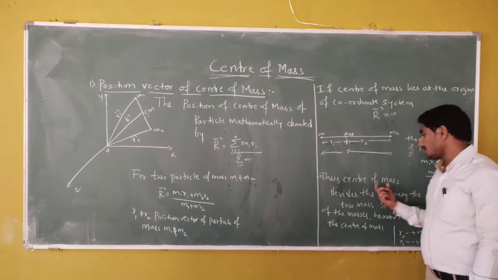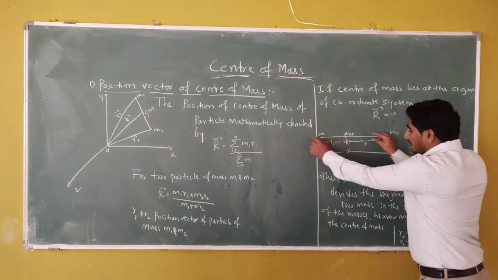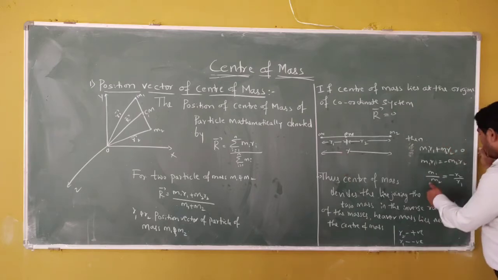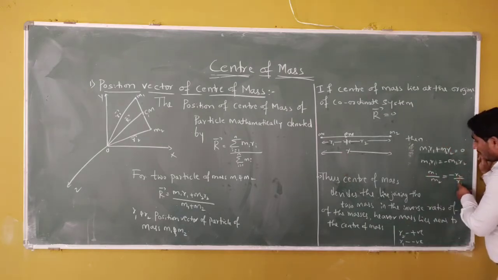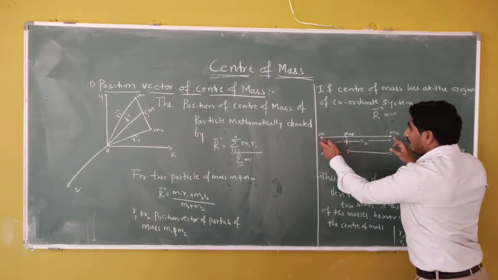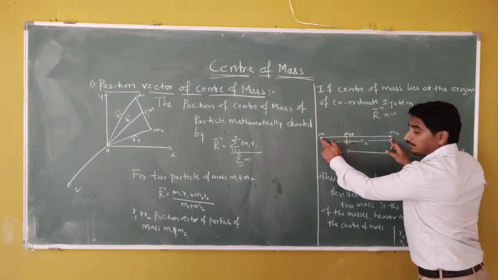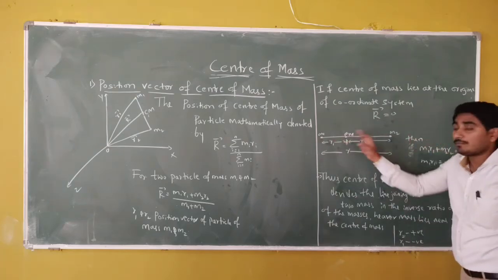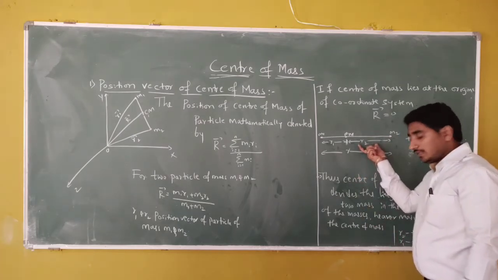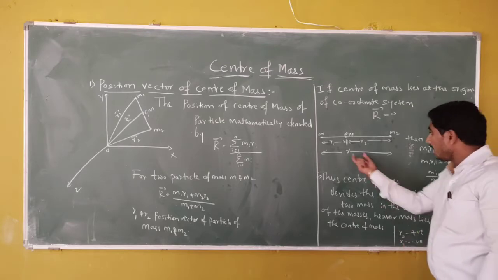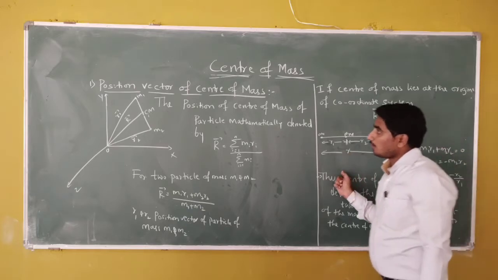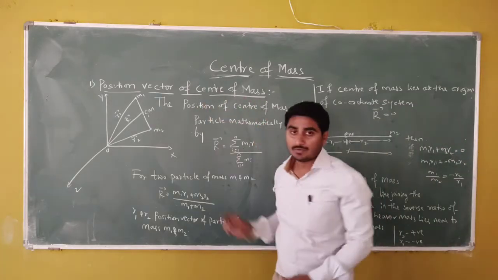Thus the center of mass divides the line joining the two masses in the inverse ratio of their masses. Here r2 divided by r1 is in the inverse ratio. And here the position vector r2 is positive, and r1 is the negative term. This is all about the position vector of center of mass.